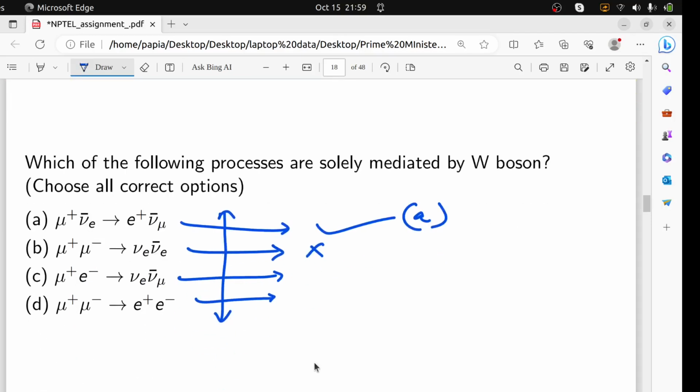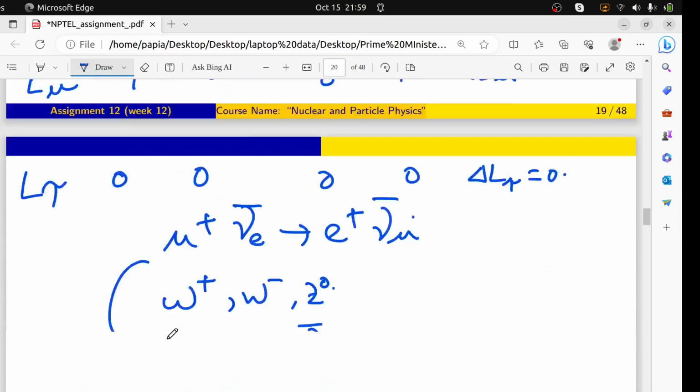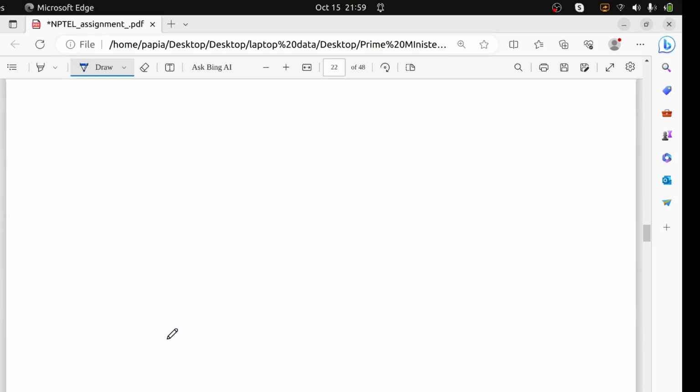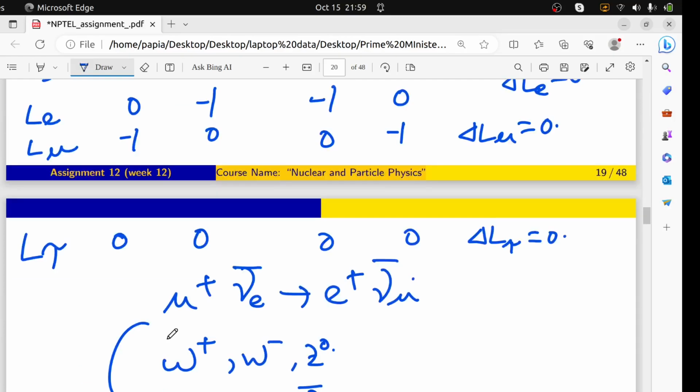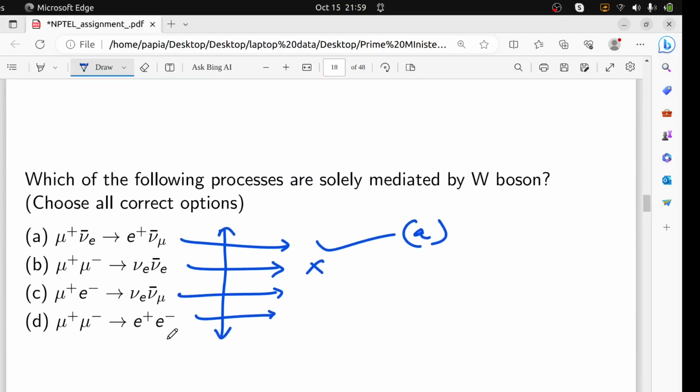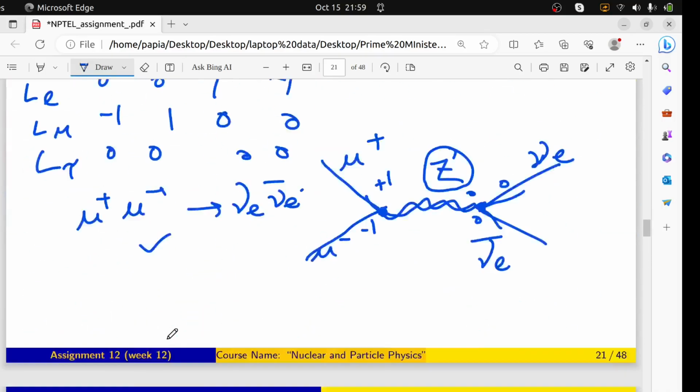Now coming to option C. E mu plus, E minus going to nu E, nu mu bar. Mu plus, E minus going to what? Nu E, nu mu bar.